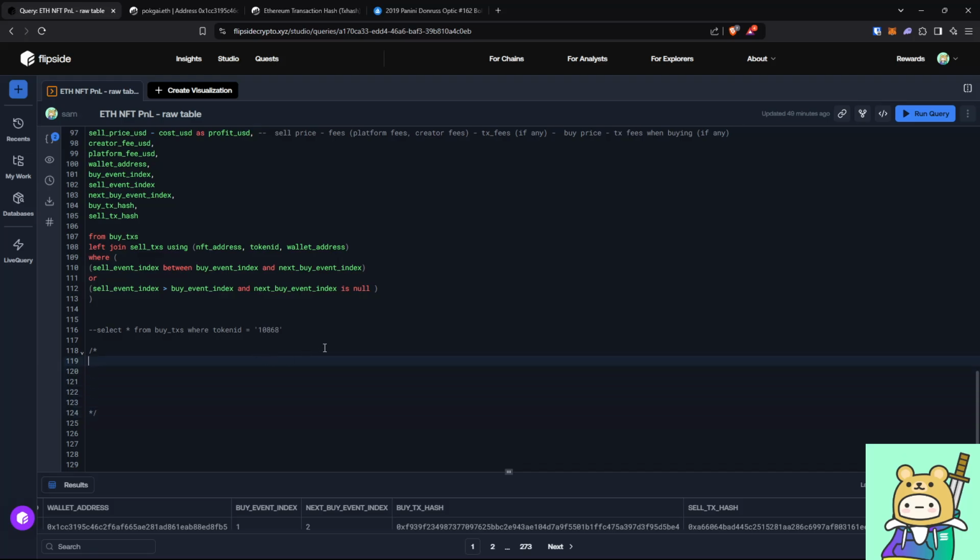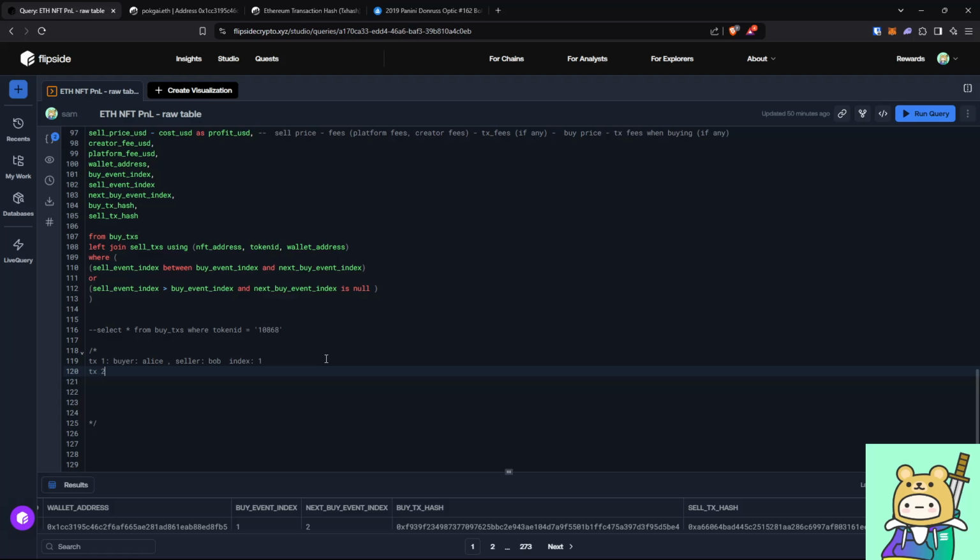Okay, so let's see, right? So let's say call this transaction 1. Alice, right? Transaction 1 buyer is Alice, and then seller is Bob. Index is 1, right? We're looking at the same NFT, NFT address and token ID here. Alice buys the NFT. She buys it from Bob, right? Call this index 1.